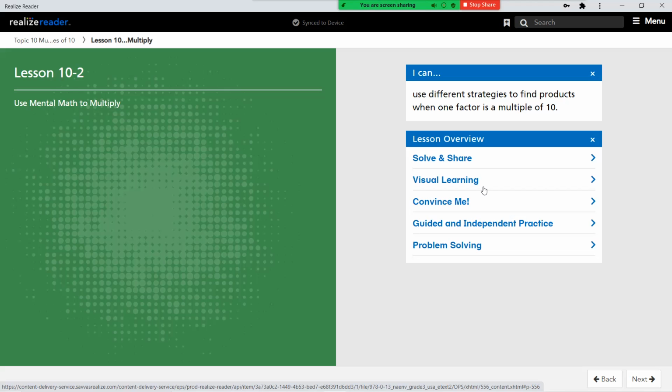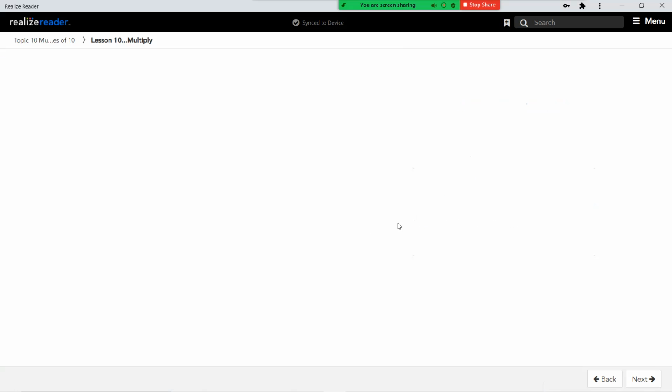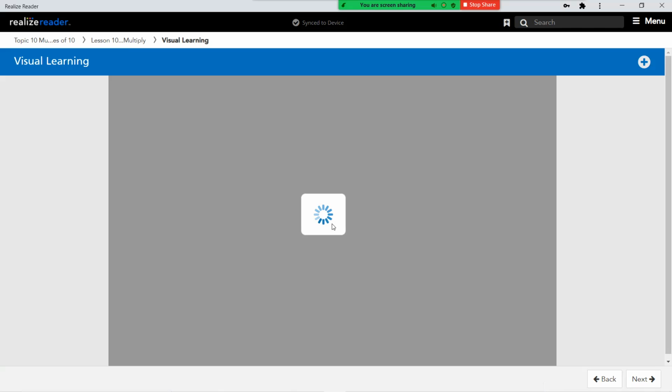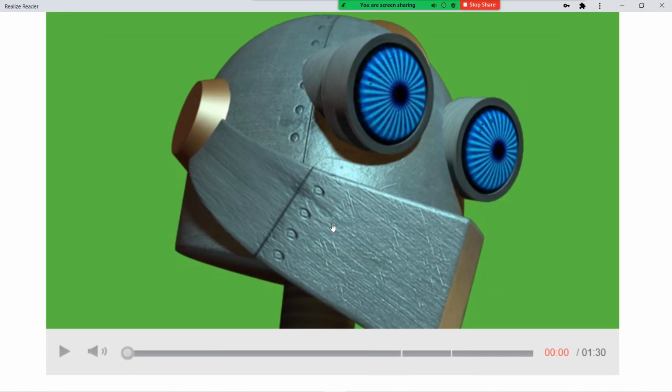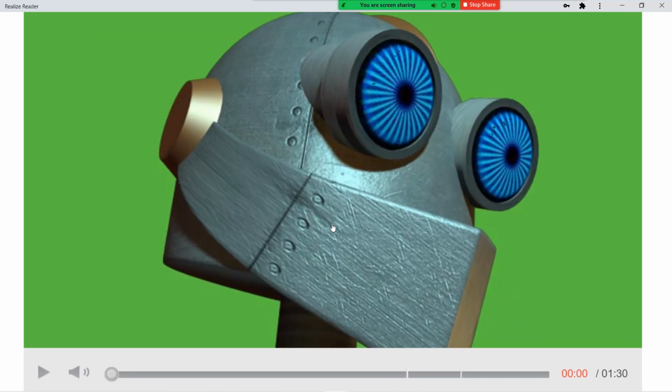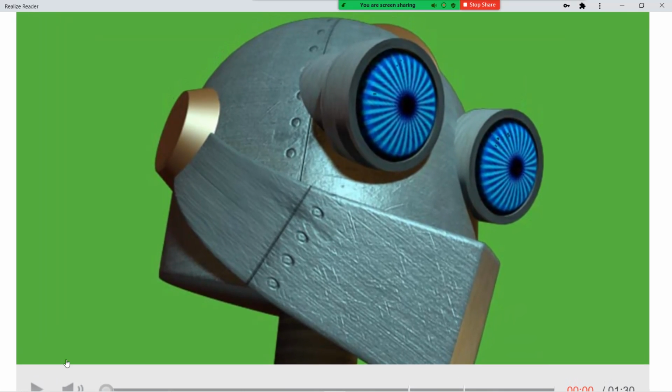For this lesson, we're going to focus on using mental math strategies to help us multiply. So that means finding strategies that make it easy for you to multiply in your head when you don't have a piece of paper and a pencil on hand. All right, let's go ahead and start our short video and jump into our notes and guided practice together after that.